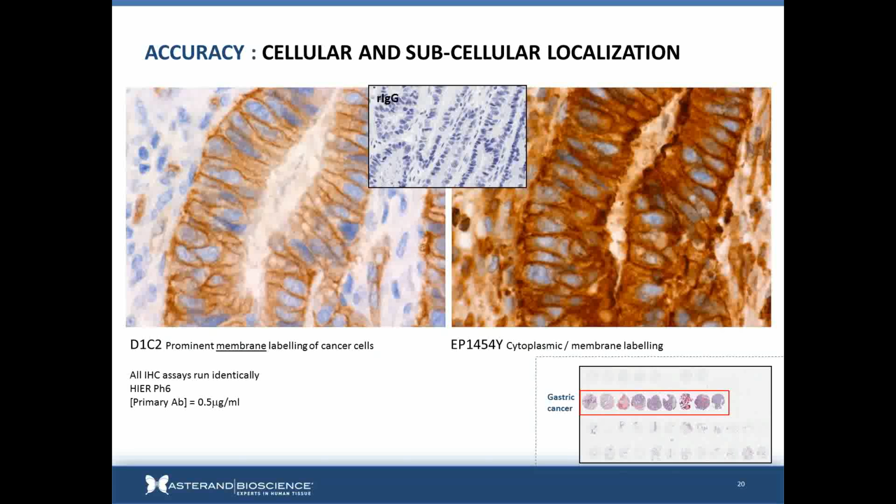The inset shows the non-immune control incubation, and you can see quite nicely that D1C2 labels up cancer cells prominently, but the staining is concentrated at the cell membrane, so you can see that quite nicely. For the ABCAM antibody EP1454Y, you can see cancer cells are also strongly labelled, but mesenchymal cells are also labelled as well.